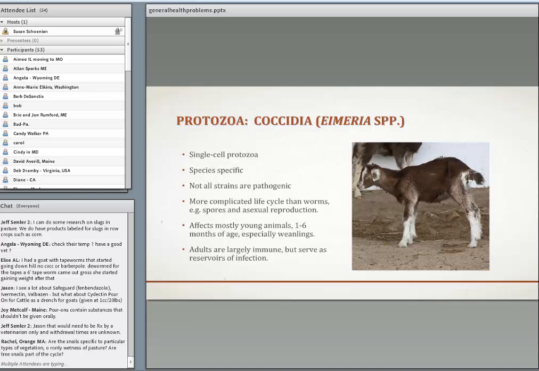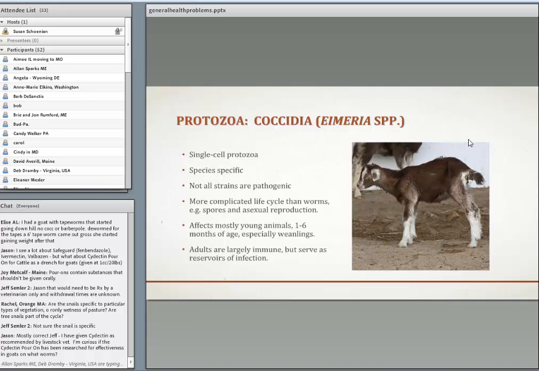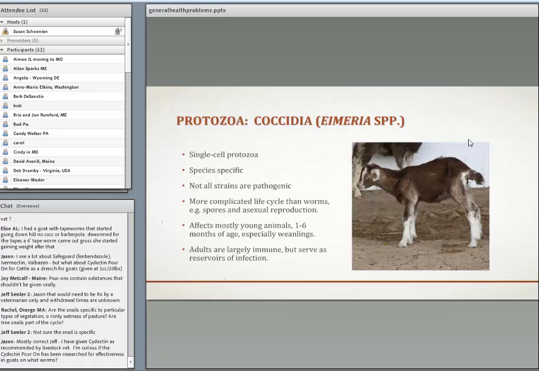They do have a more complicated life cycle than our roundworms. They form spores. There's part of their life cycle where they do asexual reproduction, so it's a little bit more complicated. In fact, the coccidiostats will actually attack different points within that life cycle. Coccidiosis, much like our roundworms, affects primarily young animals, 1 to 6 months of age, especially weanlings. A lot of our control of coccidiosis, or potential control, is targeted towards that weaning time because we know that they're very vulnerable. Our adults are largely immune to coccidia, but they serve as a reservoir for infection.